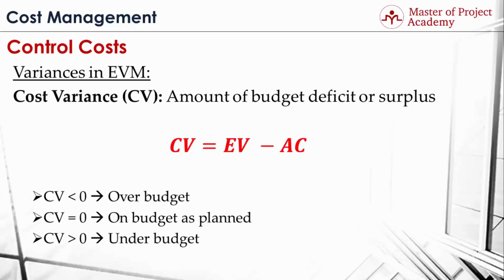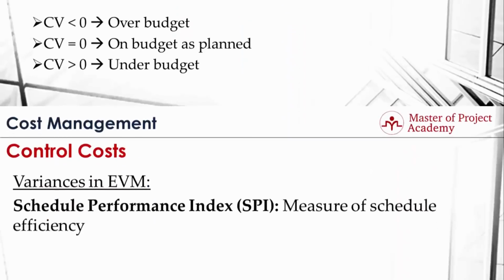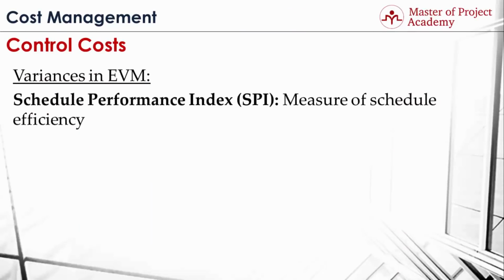Now, let's see Schedule Performance Index. Schedule Performance Index is abbreviated as SPI. Schedule Performance Index is the measure of schedule efficiency. Schedule Performance Index, or SPI, is calculated by dividing the earned value of an activity or project by its planned value. This means if earned value is greater than the planned value, Schedule Performance Index will be over 1.